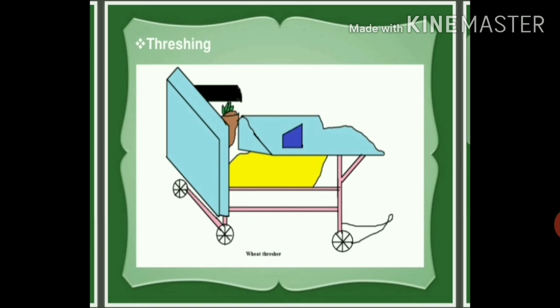When the quantity is small, threshing is done manually. So if the quantity of harvested crops is small, farmers also do threshing manually. They make small bundles of the harvested stalks and they just beat them on a hard surface, and when they beat, what happens? It helps in separating the grains from the stalks.